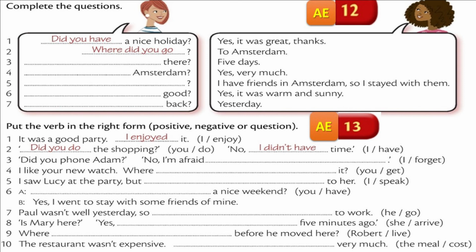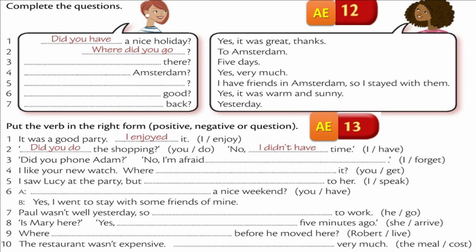Now, additional exercise number 13. Put the verb in the right form, positive, negative, or question. Number 1. It was a good party. I enjoyed it. Number 2. Did you do the shopping? No, I didn't have time. Number 3. Did you phone Adam? No, I am afraid. I forgot. Number 4. I like your new watch. Where did you get it?